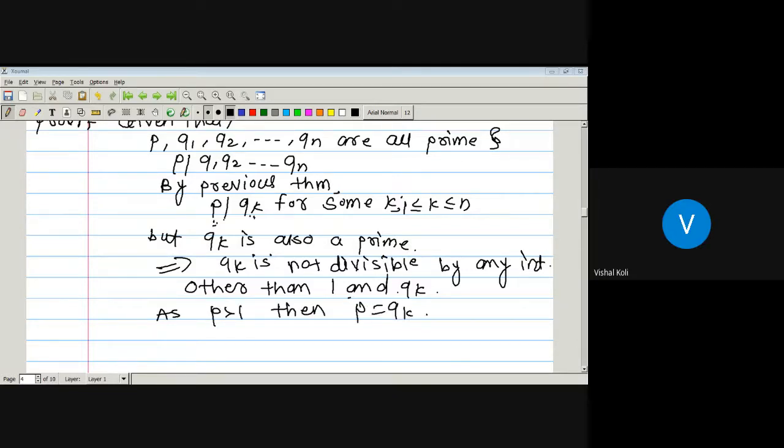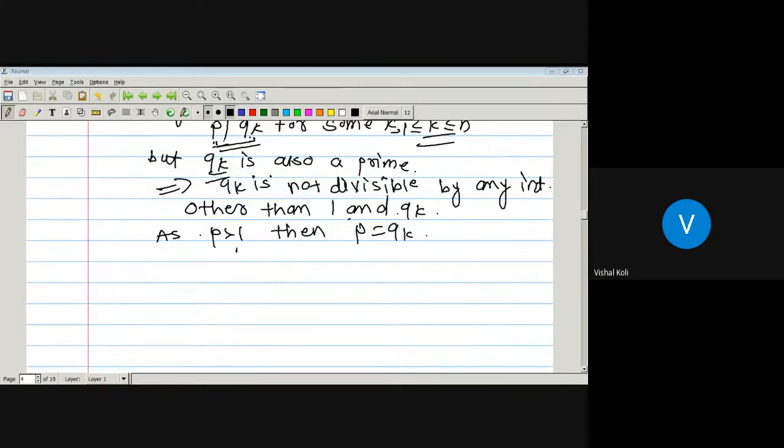Okay, since p and qk are both primes, by the previous theorem we get p divides qk for some integer k between 1 and n, but qk is a prime. As qk is prime, it has only two positive divisors, that is 1 and qk. But p is a prime, it means it is not equal to 1. So p is greater than 1 and p divides qk, then by the definition of prime, there is only one possibility for p and qk, that is p must be equal to qk. Then only it is possible. Okay? So p is equal to qk, where k lies between 1 and n. And that is what we have to prove.